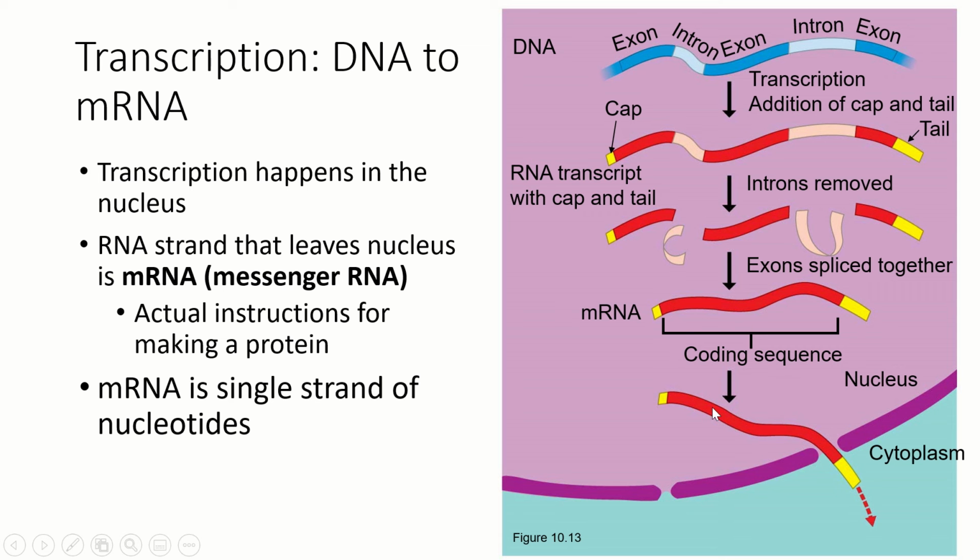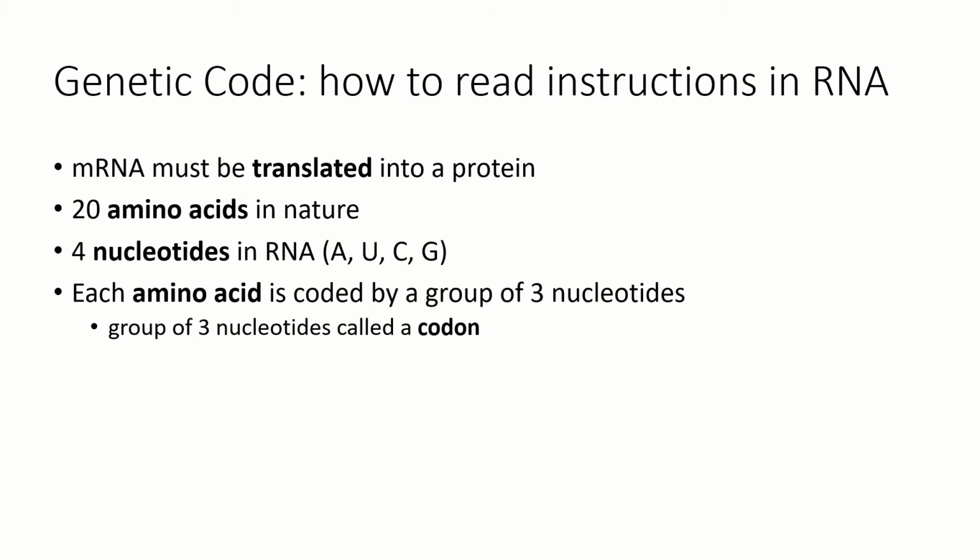So we left off here with our strand of mRNA leaving the nucleus and going out into the cytoplasm. And when it gets to the cytoplasm, it's going to bind with a ribosome. The ribosome is going to read it, translate it into a strand of amino acids. How in the world does that happen?